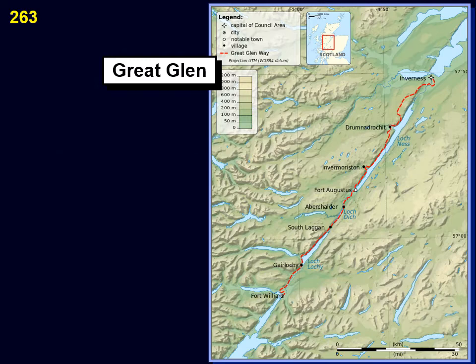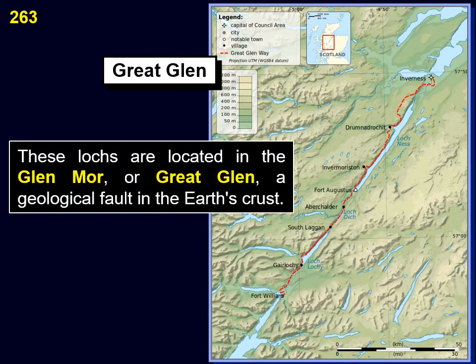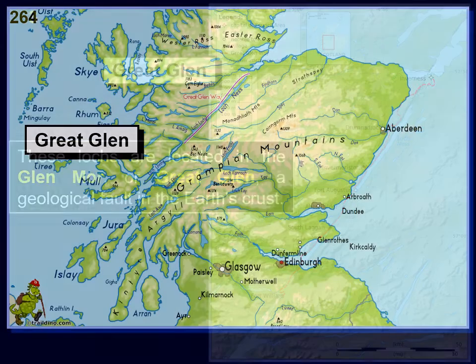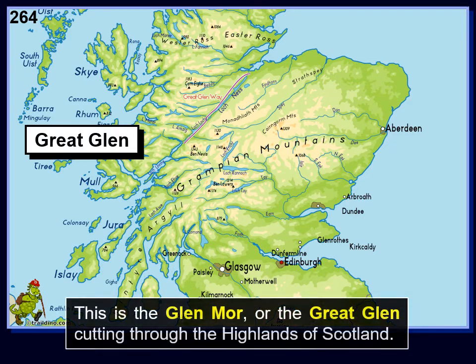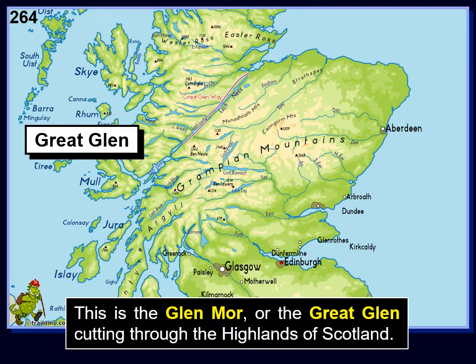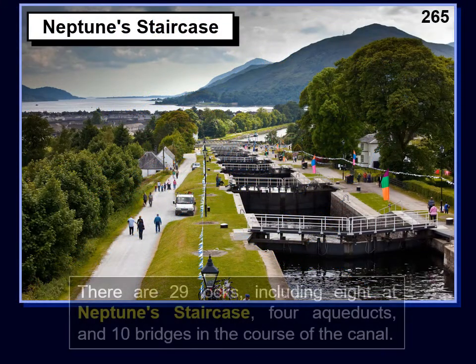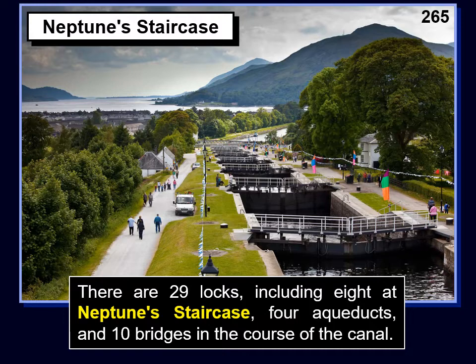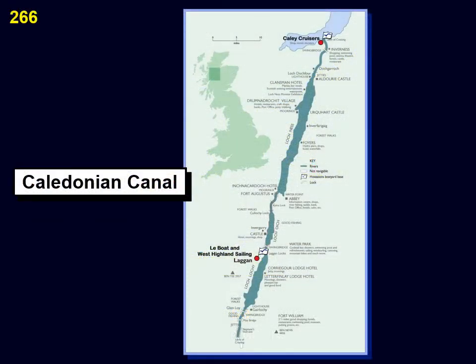These lochs are located in the Glen More, or Great Glen, a geological fault in the Earth's crust. This is the Glenmore, or the Great Glen cutting through the Highlands of Scotland. There are 29 locks, including 8 at Neptune's Staircase, 4 aqueducts, and 10 bridges in the course of the canal. This is a map of the Caledonian Canal.